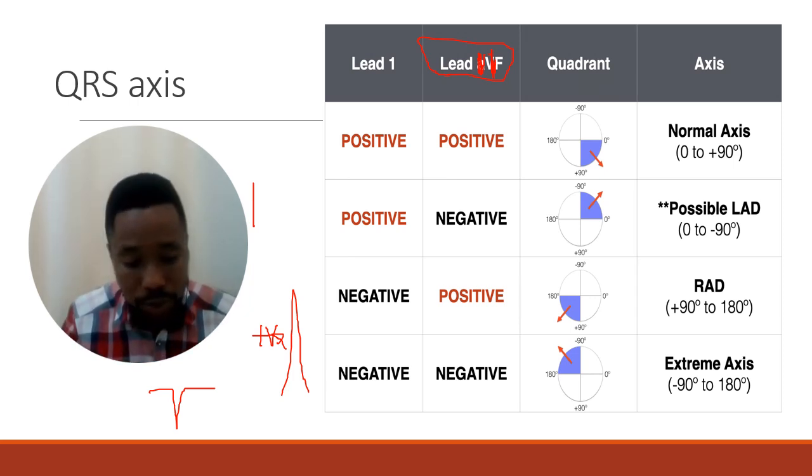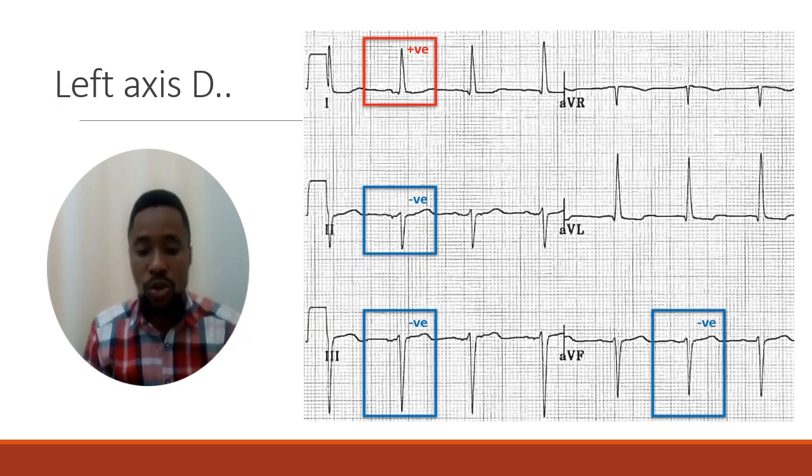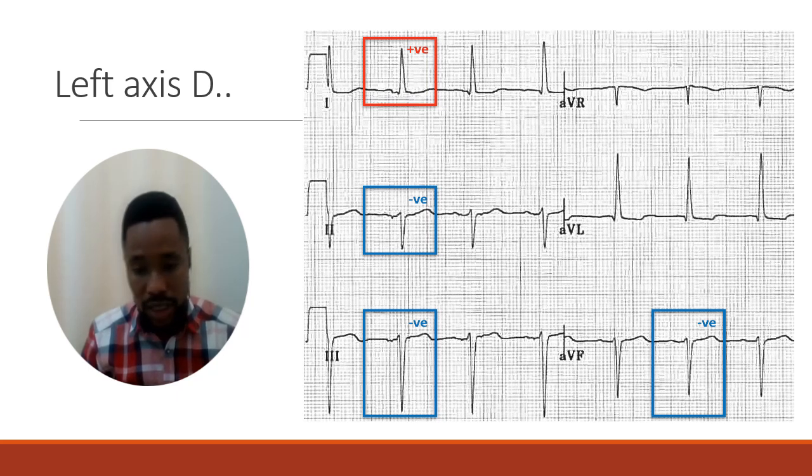Now let me give you an example of what I'm trying to explain. Looking at this, this is a left axis deviation. It is positive here but negative in lead 2. If it's negative in lead 2, you see it also in other leads, but lead 2 is one of the strongest inferior leads.